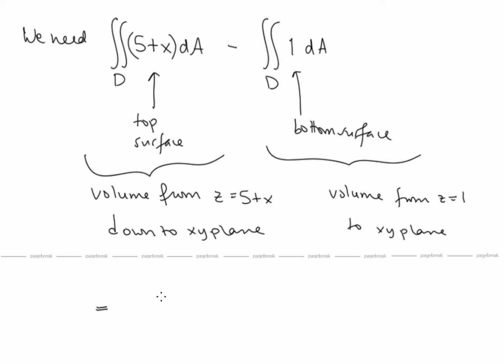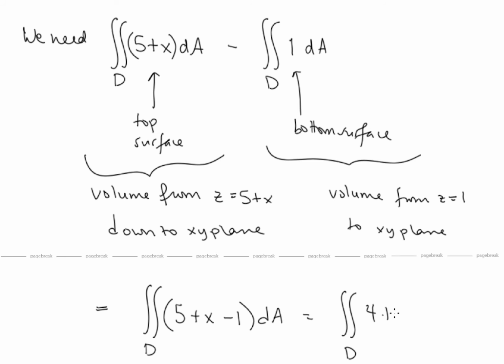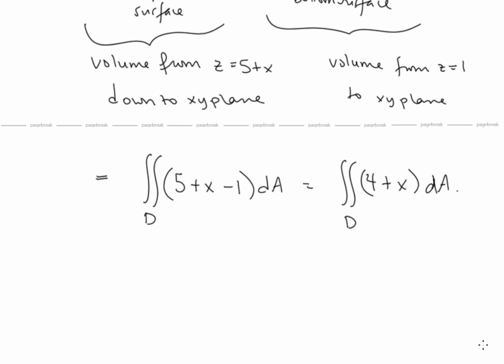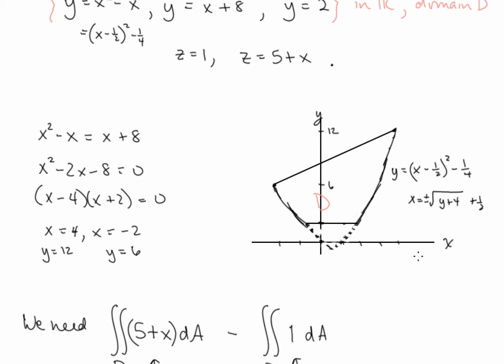And by properties of double integrals, we know that this is going to be the double integral over D of 5 plus x minus 1, or 4 plus x. So now the question is, how are we going to describe this integral? Is it a type 1? Is it a type 2? Do we need to break it up? Let's take a look at what we have.